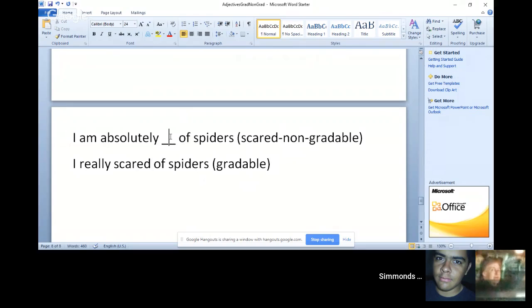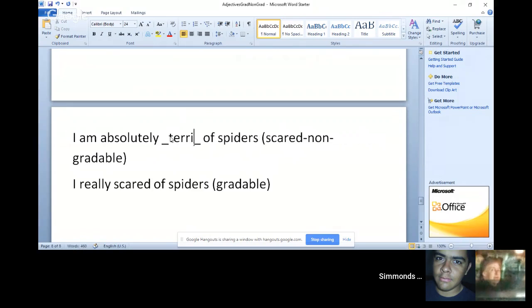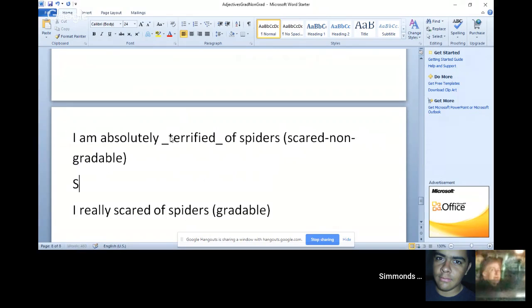Okay. So maybe scared for gradable, and scaring is for non-gradable. Scary. I got it. Terrifying. I'm absolutely terrified of spiders. Spiders are absolutely terrifying. Okay, so now we've got different adjectives here. One with the ed and one with the ing. Do you know which one is for who?